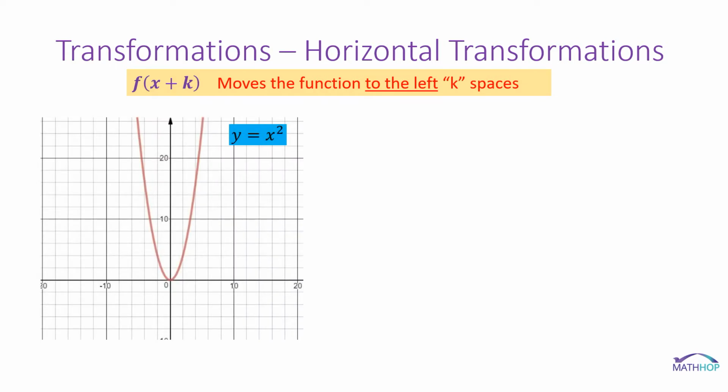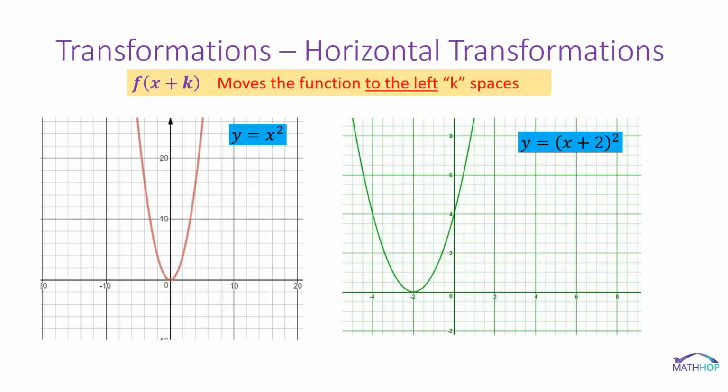All right, so let's take y equals x squared. It's something we're very familiar with. And let's look at y equals the quantity x plus 2 squared. Now think about this. If you were finding the vertex, you would say what makes x plus 2 zero, and that would be negative 2. So it would make sense to you that this is shifted to the left 2, because the vertex is going to be at negative 2, 0.